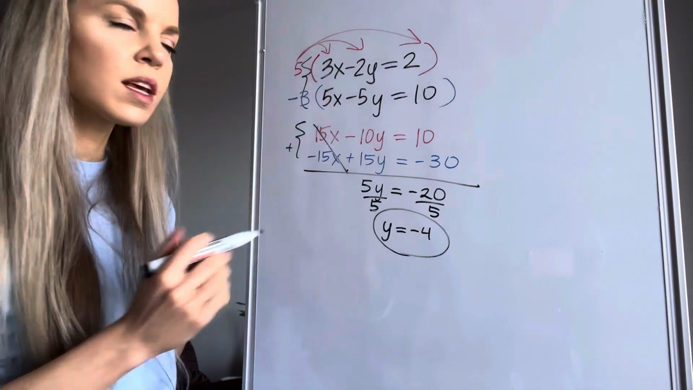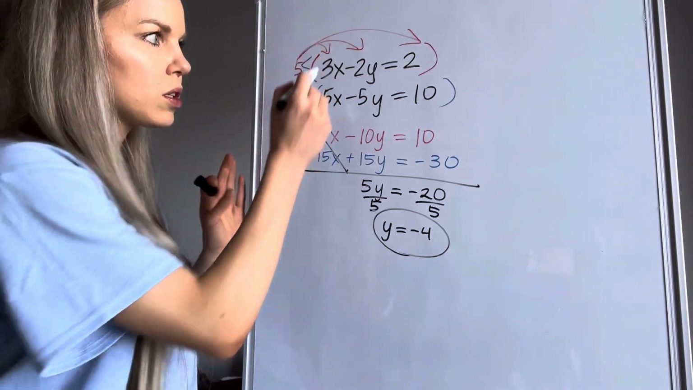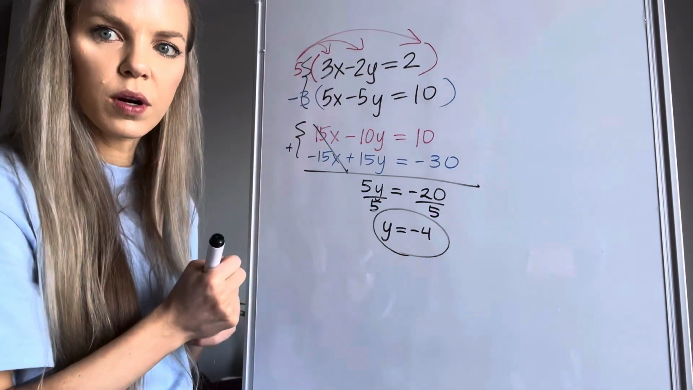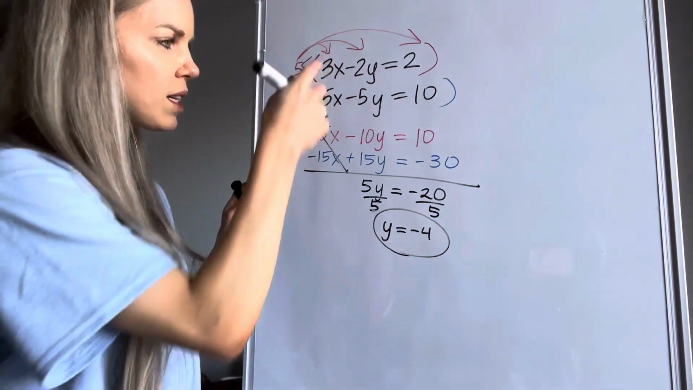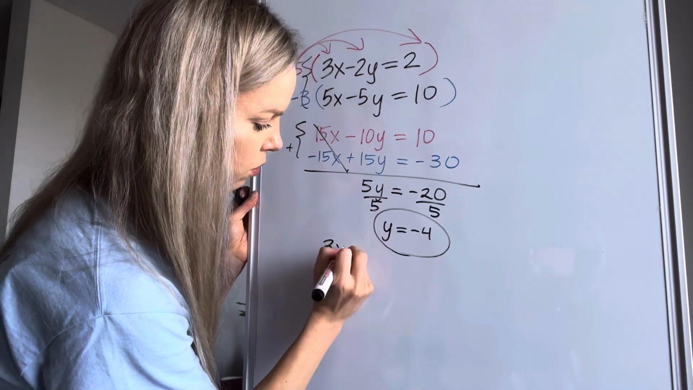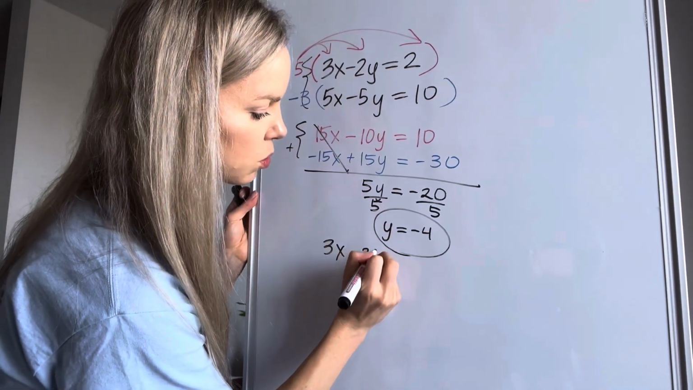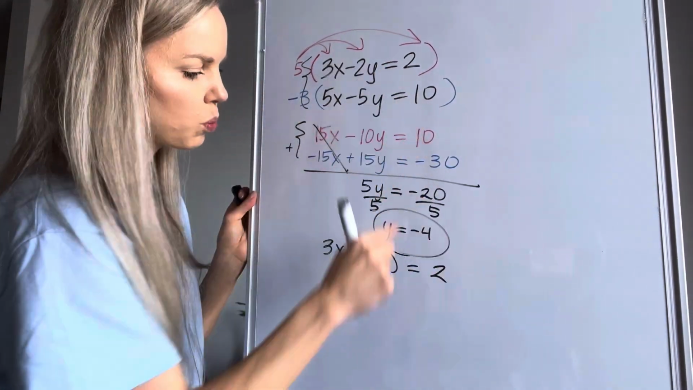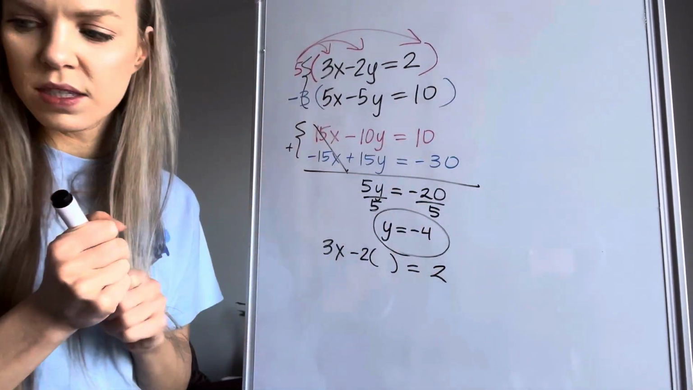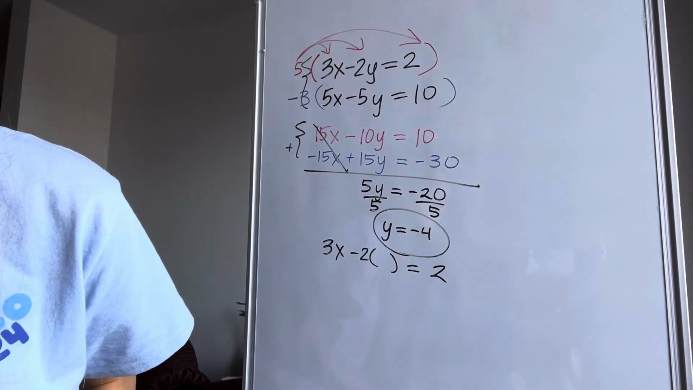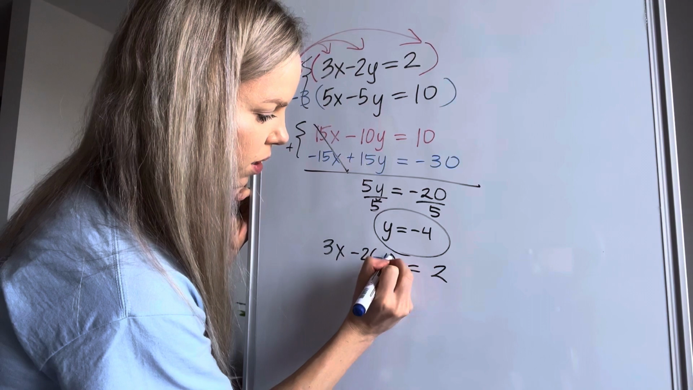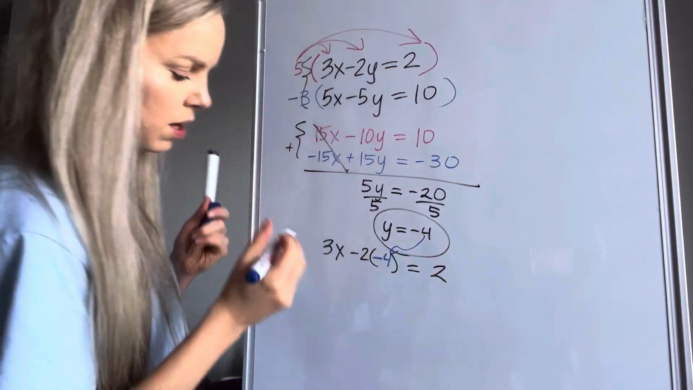Okay, once you have the y value, you still have to go back and find out what x is. You can pick either equation, top or bottom, and you're going to substitute y equals negative 4 into that equation. So I'm going to take the top equation, 3x minus 2y equals 2. I just recopied that equation and put parentheses where the y was, because now we know that y is negative 4. So we can plug that in.